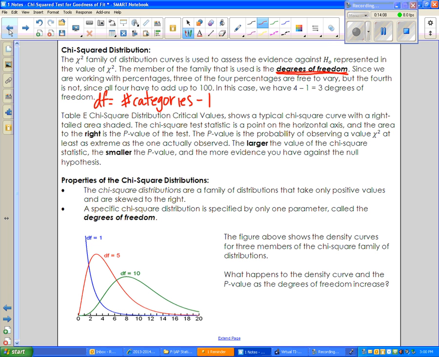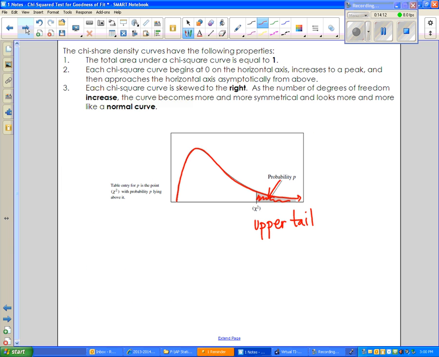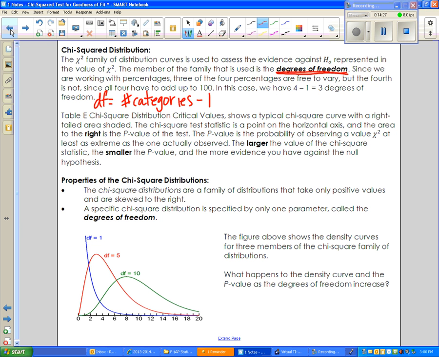The larger the value of the chi-squared statistic, the further it's going to be along the axis. This is just an axis that starts at 0 and continues, so chi-squared will never be negative. The farther along your chi-squared value is along that axis, obviously the lower your probability, the lower your p-value, and the more evidence. If your p is small, then you can reject the null hypothesis.